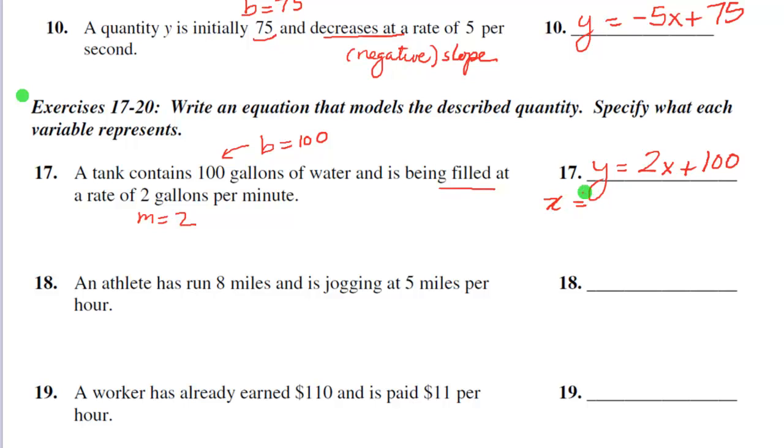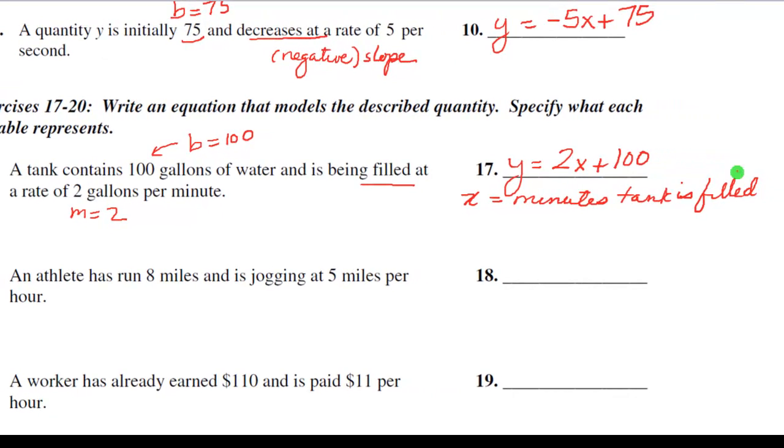Now they did want us to define a variable. So here x is the time, how long you've been filling the water, right? It's in minutes. Minutes that you've been filling the tank. And your y is how many gallons are in the tank after x minutes. So that's the volume of water that's in the tank.